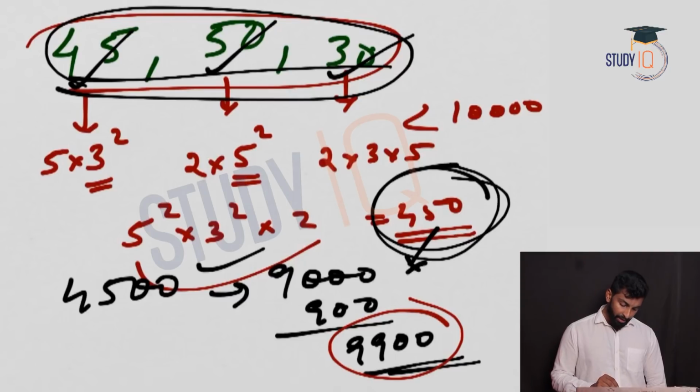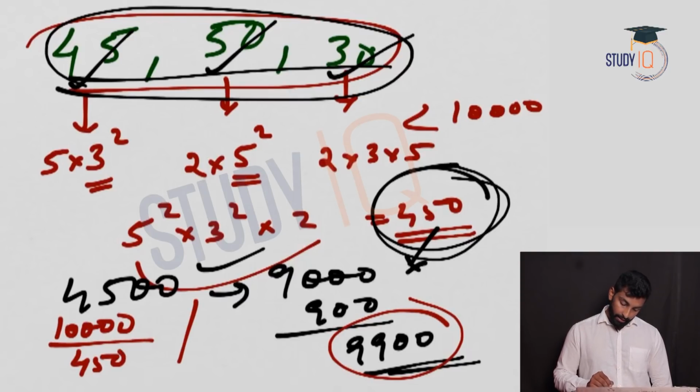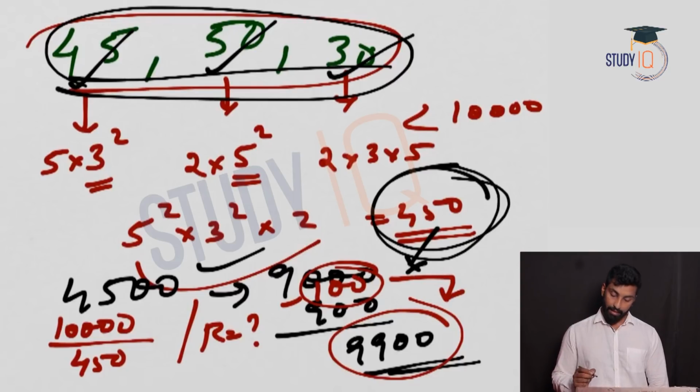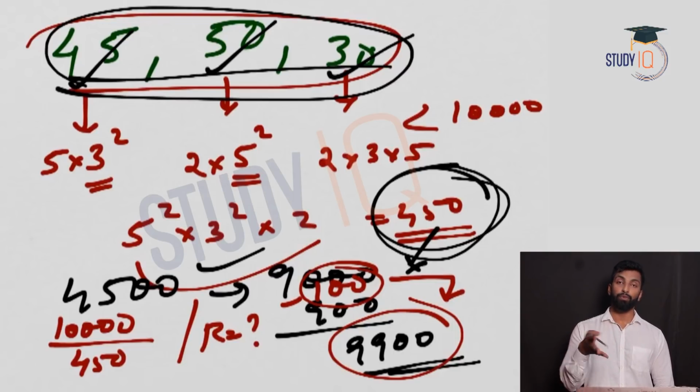Or how will you find it? You divide 10,000 by 450 and see what the remainder is. You get a remainder of 100. And then what you need to do is subtract this 100 from 10,000. You will get 9900. And you understood that this is the greatest number which is possible within 4 digits.